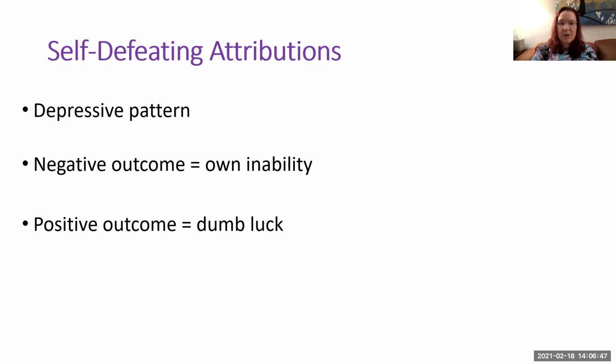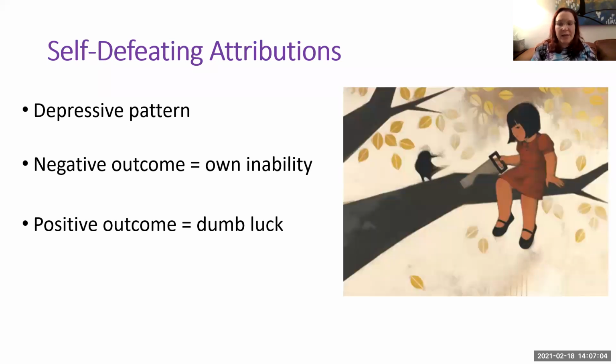Or if there's a good outcome, you give outside forces responsibility for that. Well, I did really well on this test, but it was just a fluke. So in this way of explaining behavior, we actually make it so that it's hard for us to feel good about our own actions or our decisions or our own outcomes because we are explaining it in a way that doesn't allow us to consider it objectively.